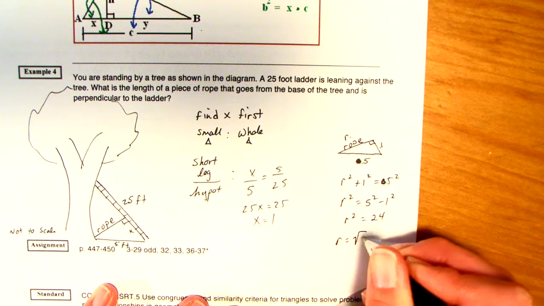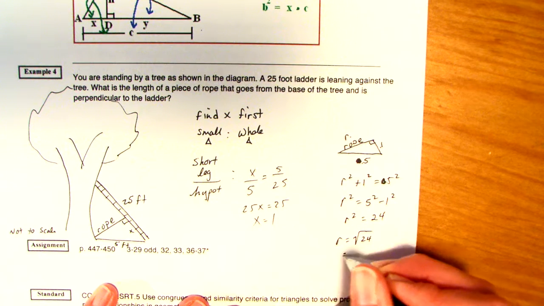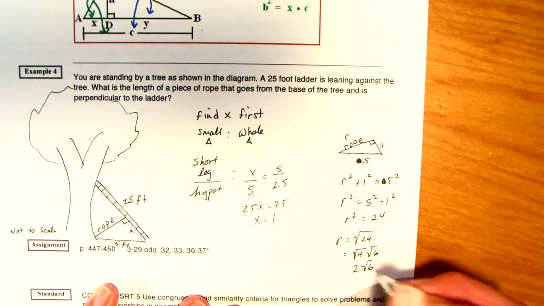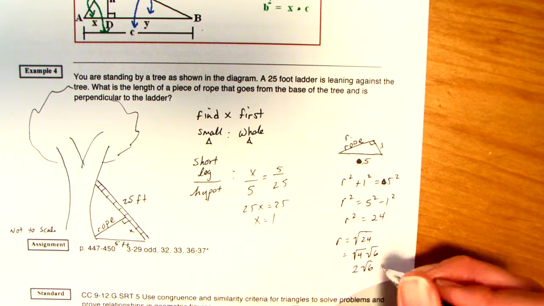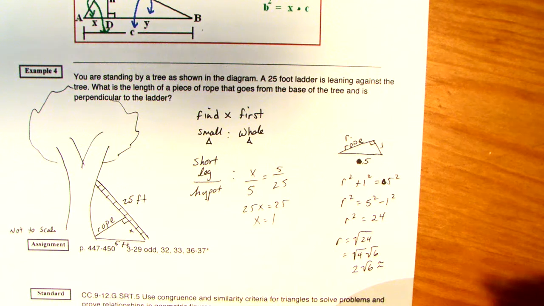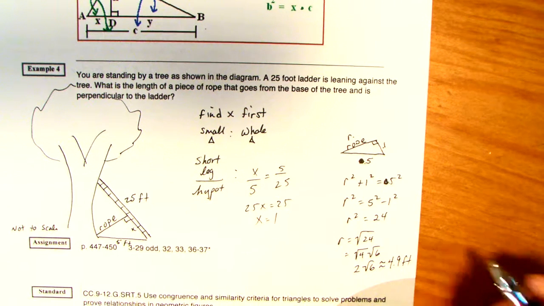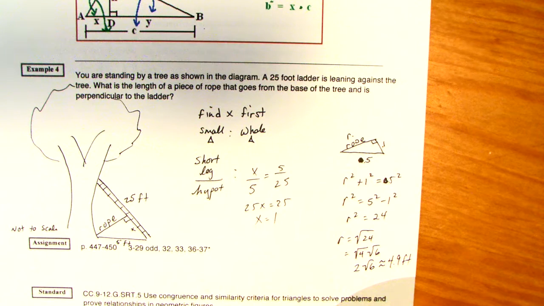R is equal to the square root of 24, which is equal to the square root of 4 times the square root of 6, so 2 square root of 6. That is our exact answer, but again, we're dealing with distances, so we should find the decimal value, which is 4.9. So that's the length of the rope. So I had to do this in 2 different ways. It's kind of a hard problem, but really play around with these.